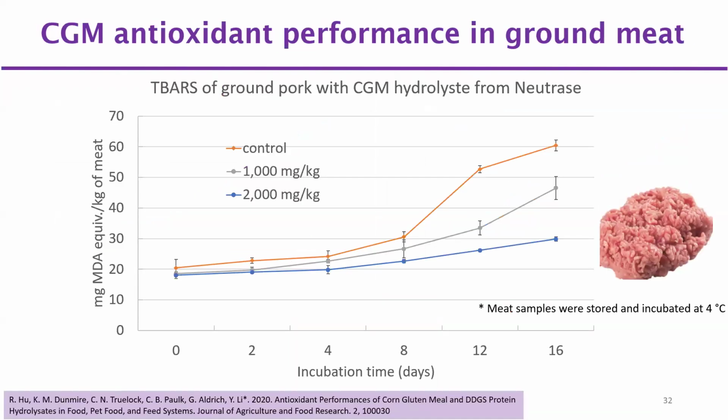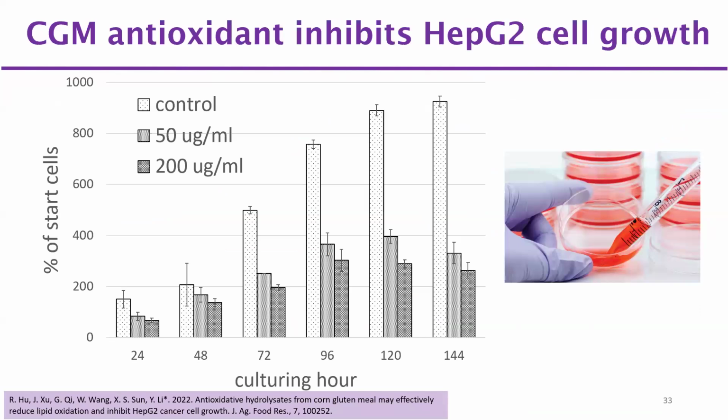And the same thing for this ground meat. So we add these peptides into the ground pork. So compared to the control, you got very fast oxidation. And then with addition of different concentrations of the peptides, we slow down the fat oxidation in those ground meat. And then mostly a lot of antioxidants, they could also have some anti-cancer properties.